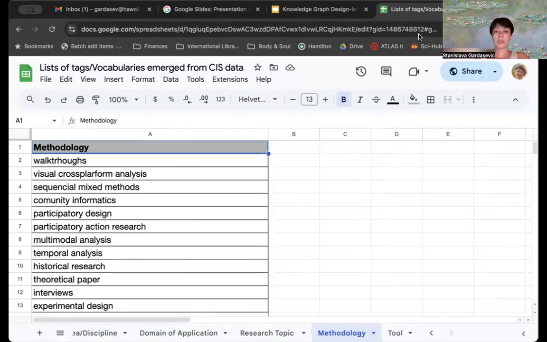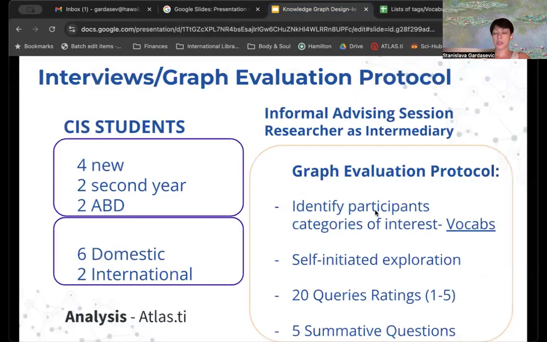So this is the methodology and so on. We use these vocabularies to start their search, and they had the chance to do self-initiated exploration. And then there were 20 queries that came out of the voting exercise you just saw, and they had a chance to rate them on a scale from 1 to 5, and then we talked about it later.